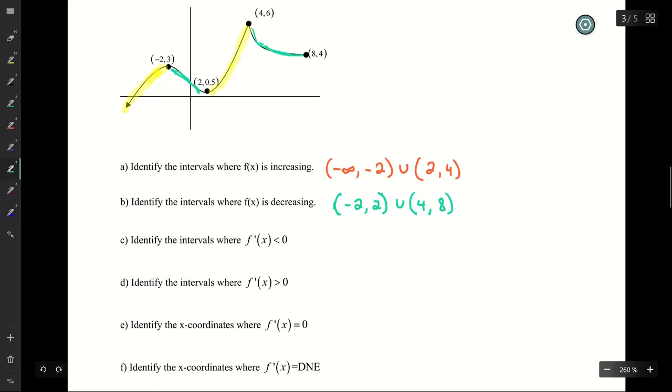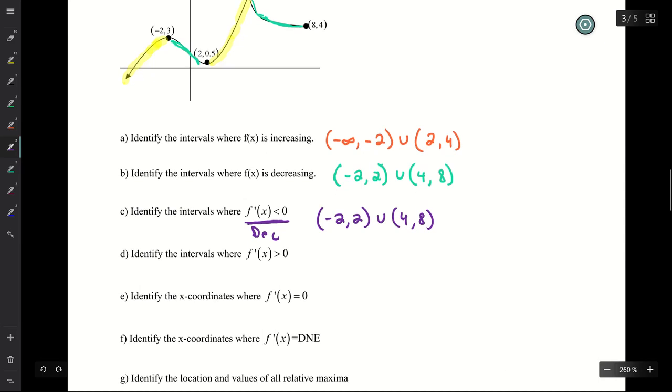All right, then it's asking me, identify the intervals where f prime of x is less than 0. Well, f prime of x being less than 0 means that I am decreasing. So what intervals was I decreasing on? That happens to be the intervals I just wrote down. So it's the same question, just asked in a different way. So on this one, you'll say -2 to 2, and then union 4 to 8.